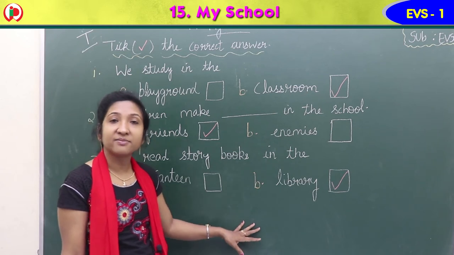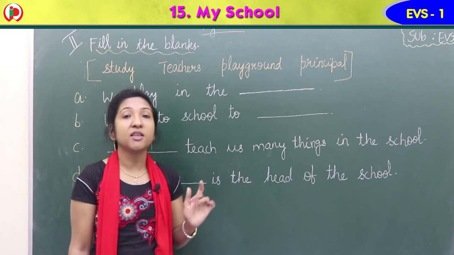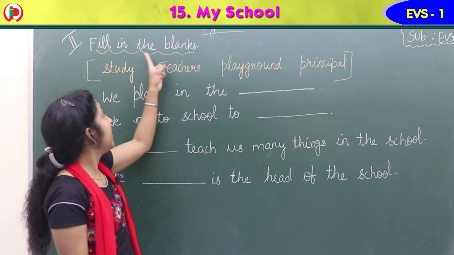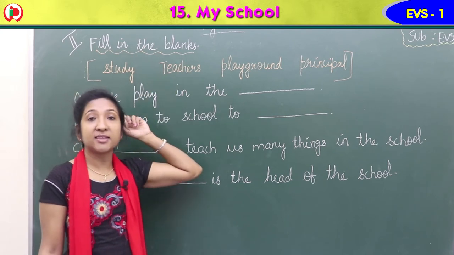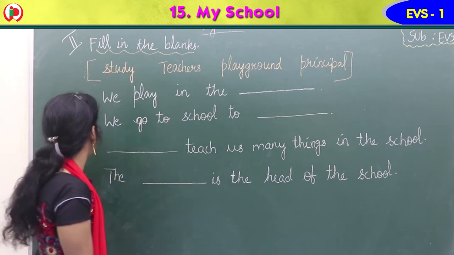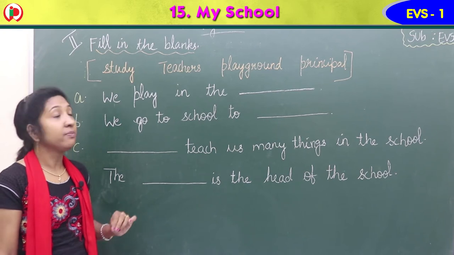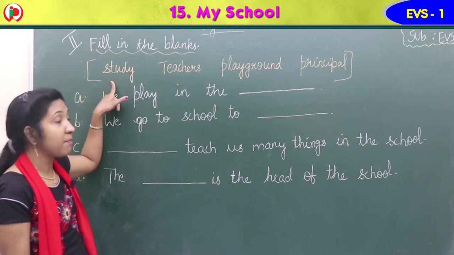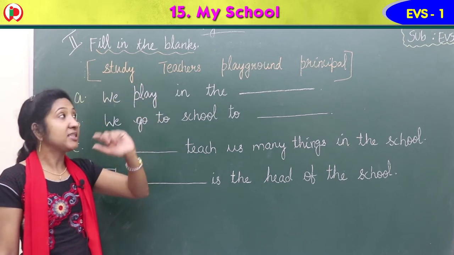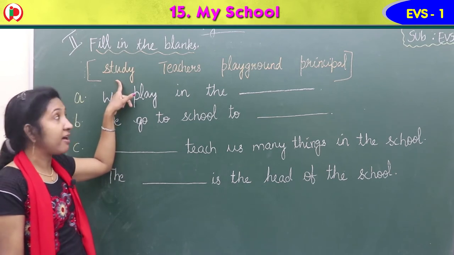Okay children? So our next exercise in the workbook is exercise 2. Fill in the blanks. Next exercise in your workbook is fill in the blanks. So A, B, C, D. 4 fill in the blanks are there. And first itself there is a box given. In the box there are 4 words. First read the words. Study, S-T-U-D-Y, study.